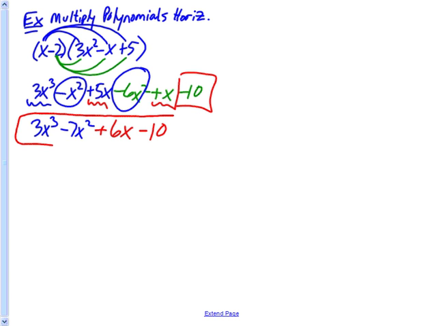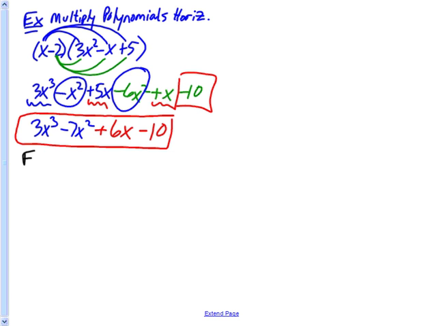Okay, so that is how you multiply polynomials. You take that x through to each of those terms, you take the -2 through to each of those terms, and then you combine like terms at the end there. Okay, let's try another one.